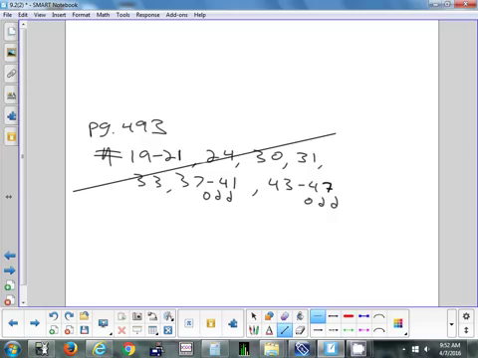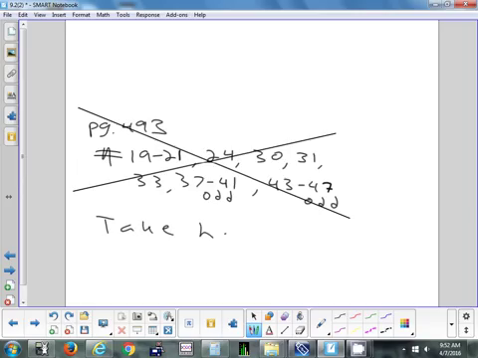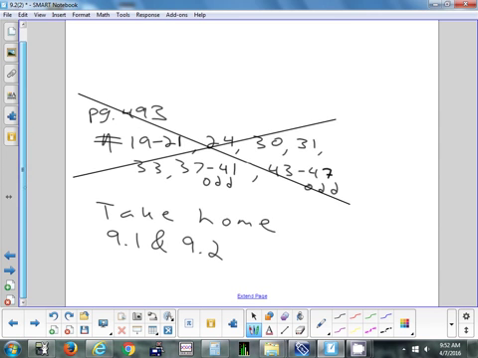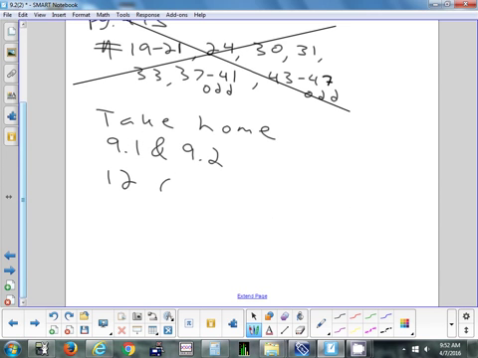for tonight, as I mentioned earlier, we're going to do the take-home. The take-home is going to cover 9.1, 9.2. It is, I believe, 12 questions. It's due at 8:30.